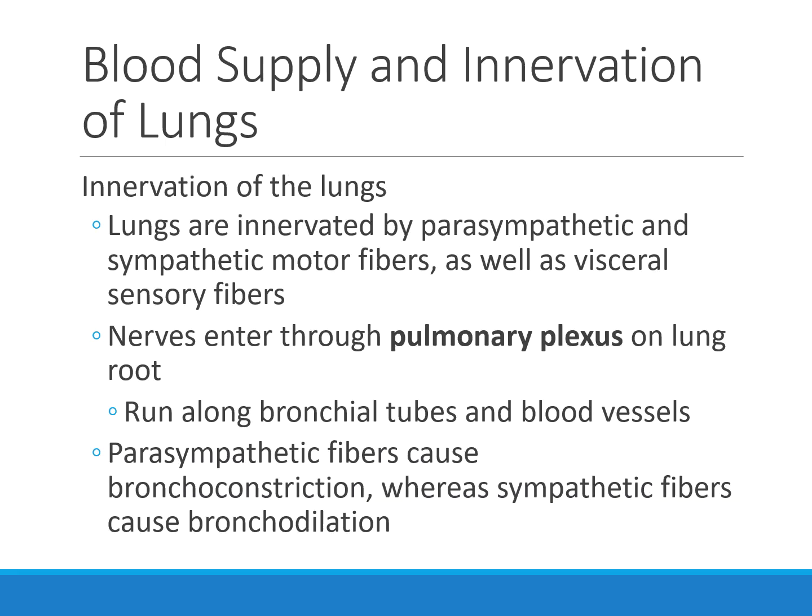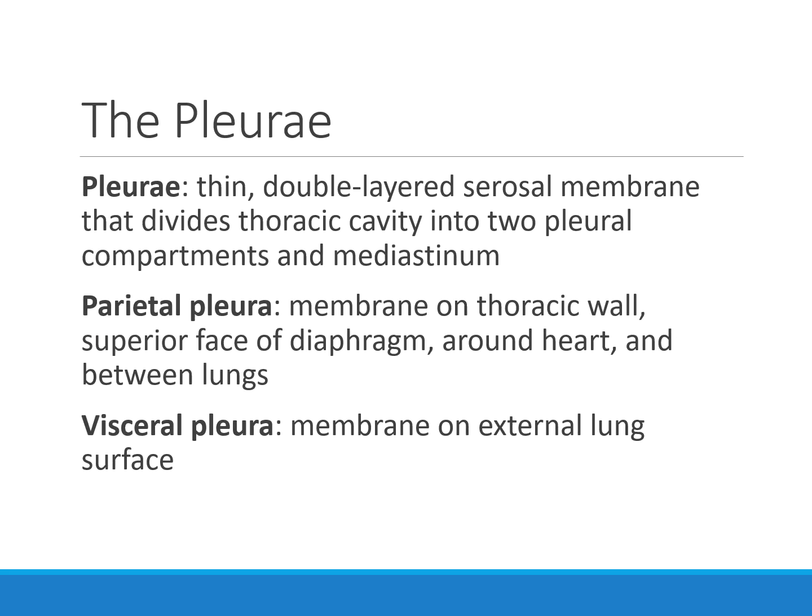Innervation of the lungs. They are innervated by the sympathetic and the parasympathetic motor fibers, as well as some visceral sensory fibers. The nerves enter through a structure called the pulmonary plexus on the lung root, and they run along the bronchial tubes and the blood vessels. Parasympathetic fibers cause bronchoconstriction, or making the lumen smaller, and sympathetic fibers cause bronchodilation, which makes the lumen larger. So just think about that. In fight or flight, obviously you need to get more air in so you can run from the big giant bear that's chasing you. And so you want the bronchial tubes to be as wide as you possibly can to facilitate that.